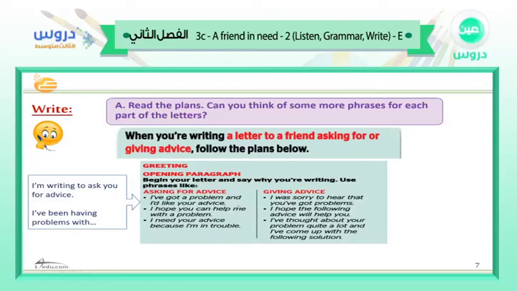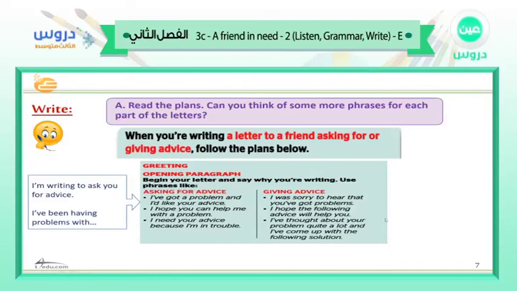Okay, now this is for asking. Now we are going to see for giving advice. What do you say? I was sorry to hear that you've got problems. Very good. I hope the following advice will help you, and you start giving the solutions or the advice. I've thought about your problem quite a lot, and I've come up with the following solution. And then you give your solutions.